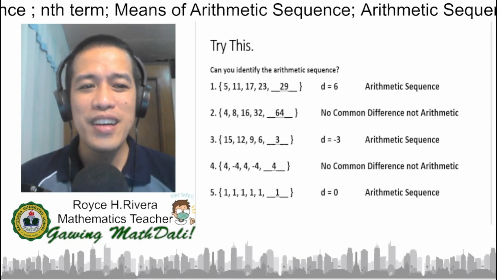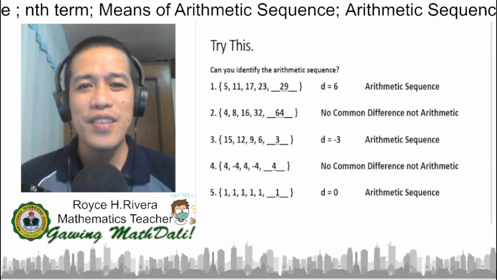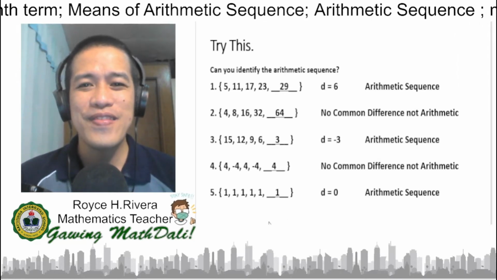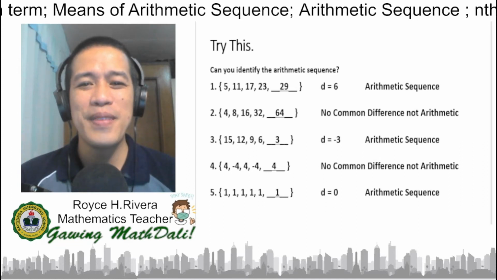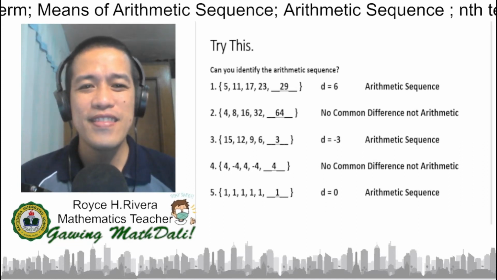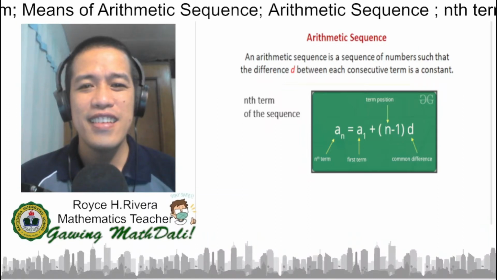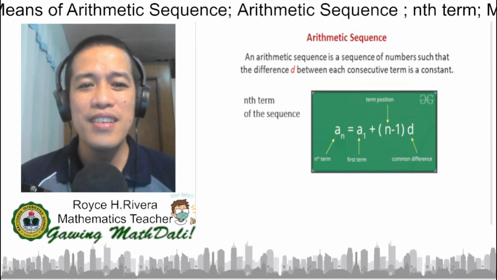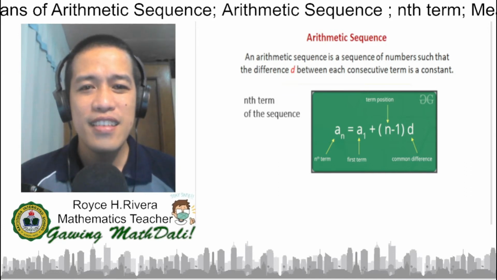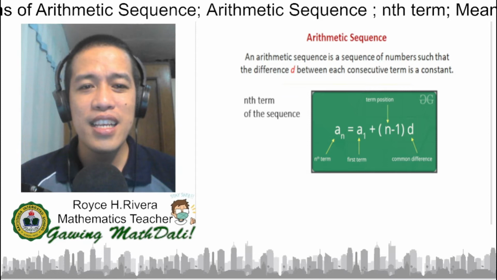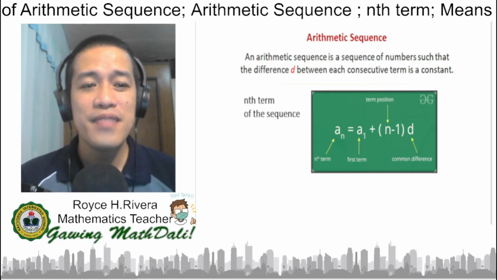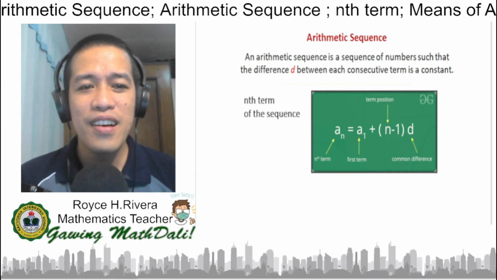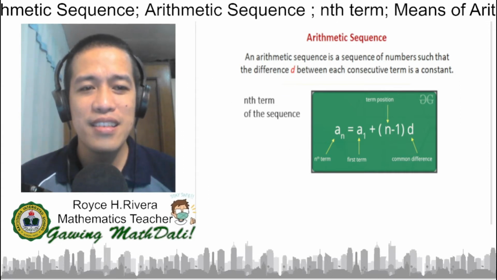Siguro nakuha nyo ang mga tamang sagot. Kung hindi naman, mag-practice lang tayo. Let us now proceed. So we have the second definition. What you have on the screen is the formula for getting the nth term of the arithmetic sequence.